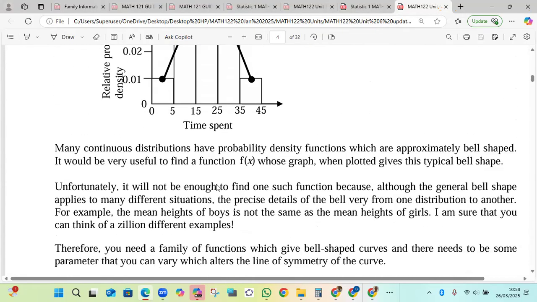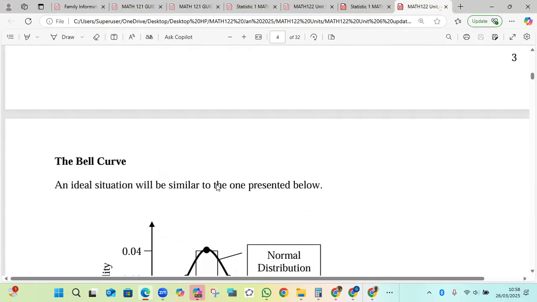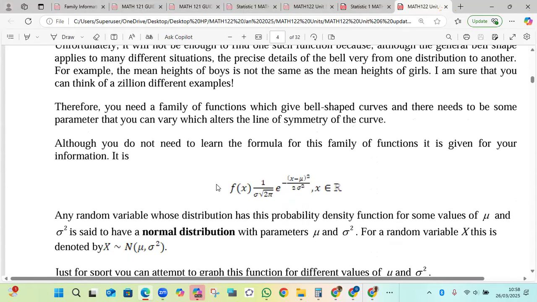So actually, this is on page 4. So you have to go to page 4. And here's the function that they are talking about. The formula associated with this curve is a very complicated formula. It's missing the equal sign here. f of x is equal to 1 over the standard deviation multiplied by the square root of 2 times pi, times e raised to the negative open bracket x minus mu, the population mean, close bracket squared, divided by 2 times the population standard deviation squared.